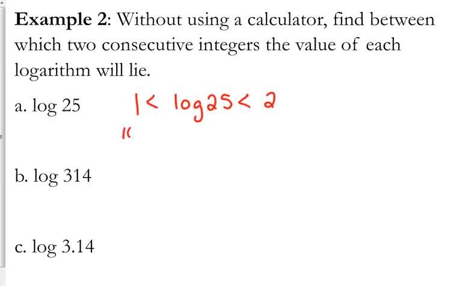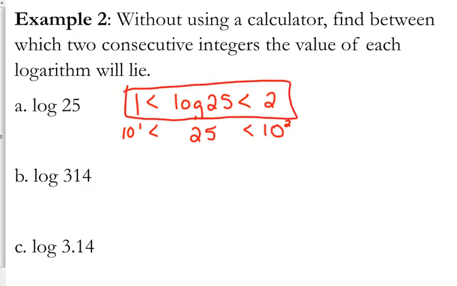Because 10 to the first is 10, and 10 squared is 100. Well, that's not a very good way of writing it. Should put 25 right there. Because 25 is between 10 to the first and 10 squared, then the log of 25 must be between 1 and 2. This is the answer that I'm looking for here. The other part is just for explaining.